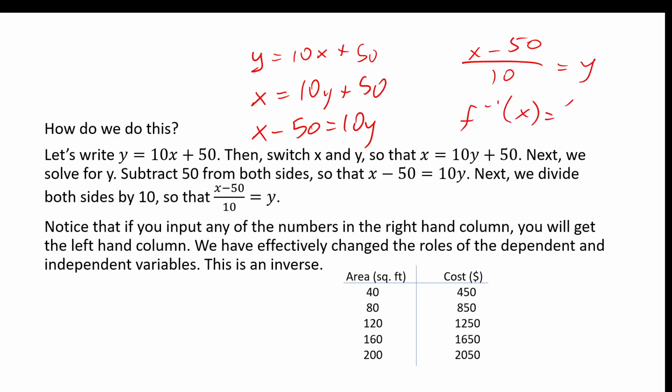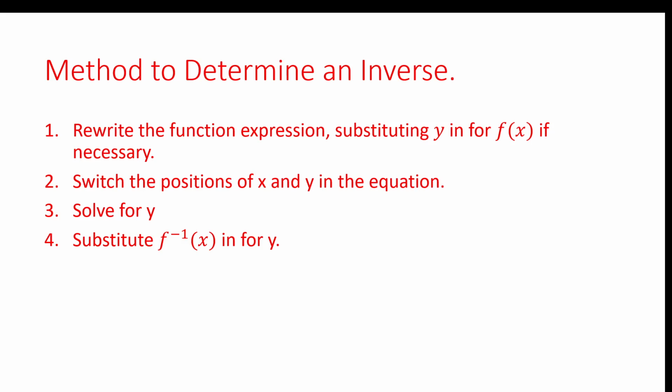And so, again, what's the point of this? Well, the point is now, if Tom says he has $450, we can tell him, very well, 450 minus 50 is 400, divided by 10 is 40. We can cover 40 square feet in area. If he tells us he has $850, then we can say 850 minus 50 is 800, divided by 10 is 80. We can cover 80 square feet. So that's why inverses are important.